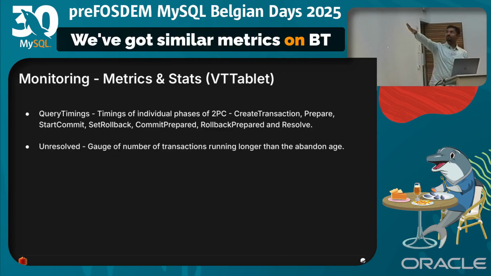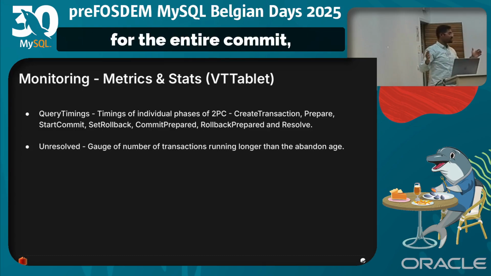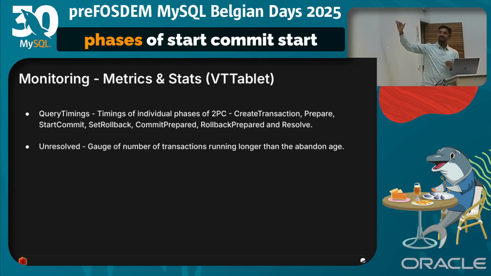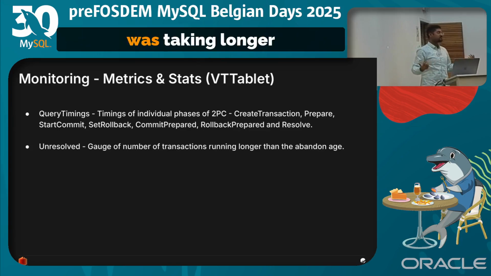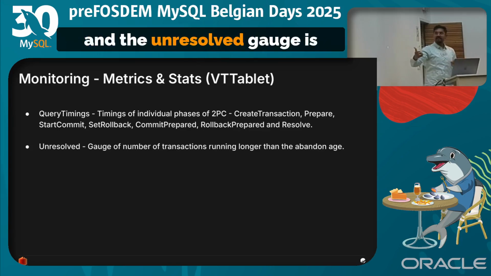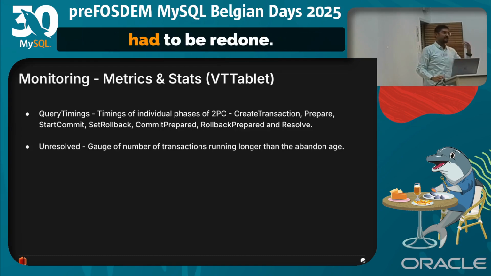We've got similar metrics on VT tablet as well, but the query timings are, instead of being for the entire commit, they're split across individual phases of start, commit, start, resolve, because this helps us debug further into which phase was taking longer if required. And the unresolved gauge is again very similar, that the VT tablet crashed for whatever reason and the transaction had to be redone.